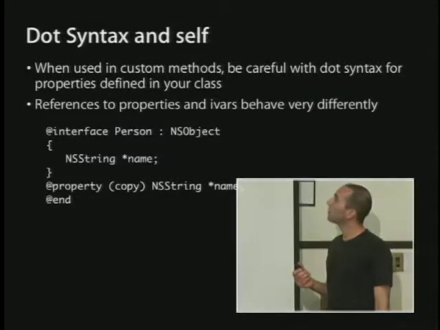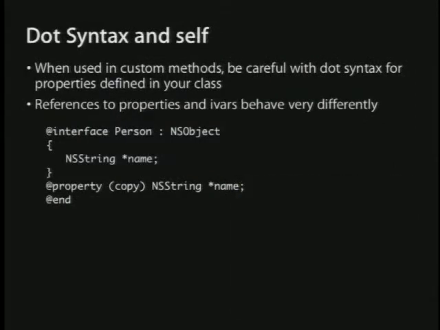OK, so dot syntax itself. I want to talk a little bit about how an object uses dot syntax on its own object. You need to be conscious as you're doing this, right? With properties and IVARs, in some languages, if you said self.age equals age, you're actually accessing the offset into memory of the age instance variable. In this case, you're not. When you say self.age, you're actually calling the setAge method.